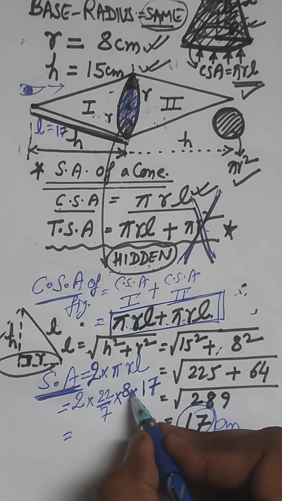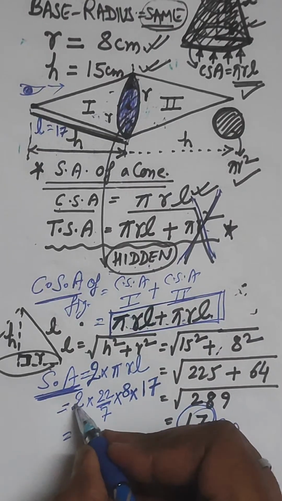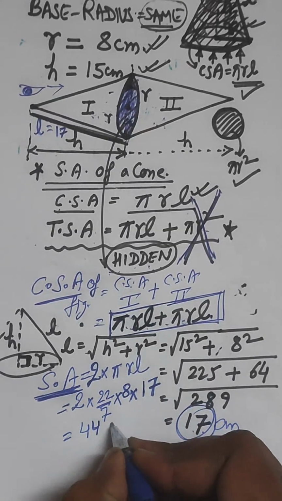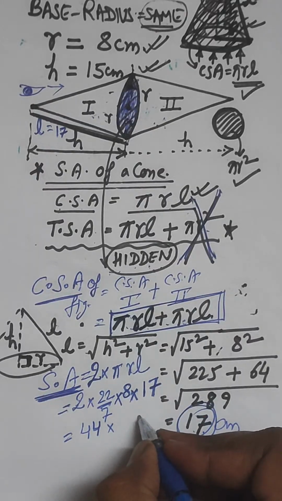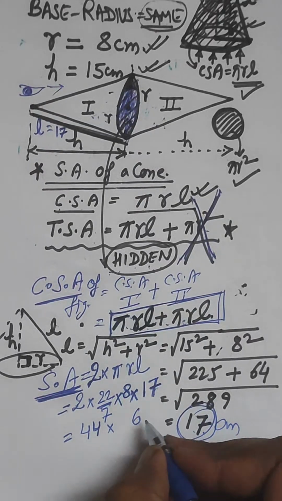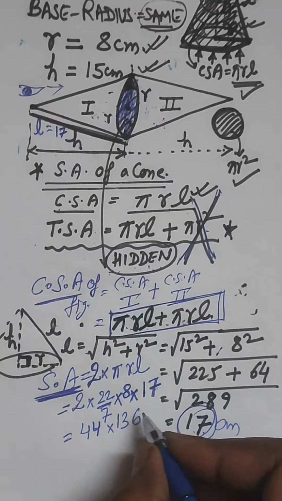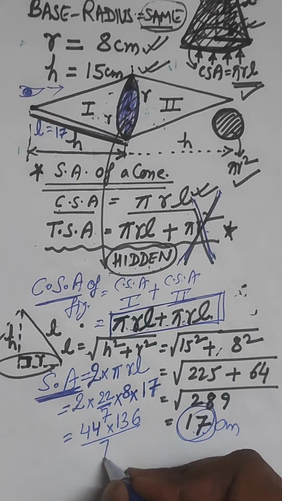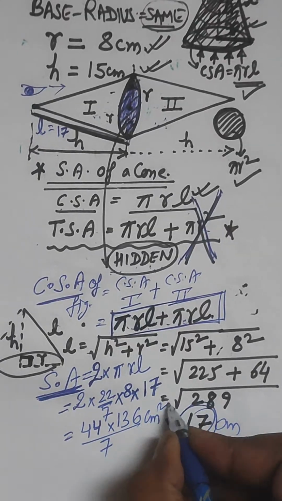So this will give you 8 into 2, or 22 into 2, 44. 44 and 8 into 17, 8 7 56, 5 136. Carry was 5, 8 5 13. Yeah, 44 into 136 by 7 centimeter square is your answer.